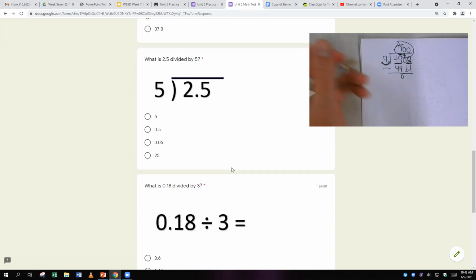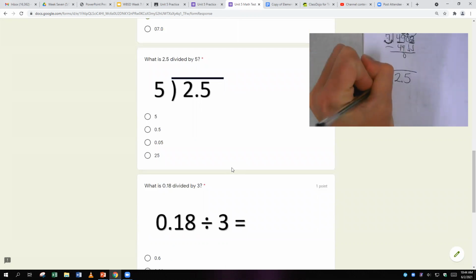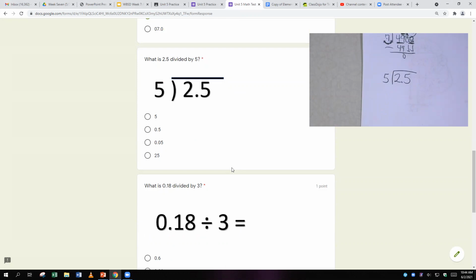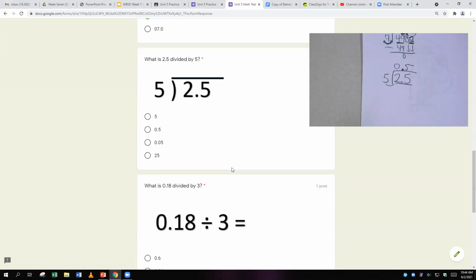How many 5s go into 2.5? Well, we have 2.5, and we're dividing it by 5. Uh-oh, there's a decimal. Oh, the decimal's over here. You're allowed to have that decimal. There's nothing wrong with that decimal. It just has to float up here. How many 5s go into 2? None. How many 5s go into 25? 5. So what's your answer? It's 5/10.